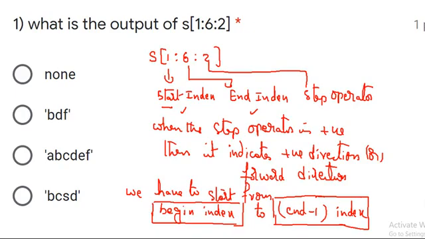From this, what output will you get? I am explaining with a diagrammatic representation. Just check the diagram, and you will understand how the slicing operations work.